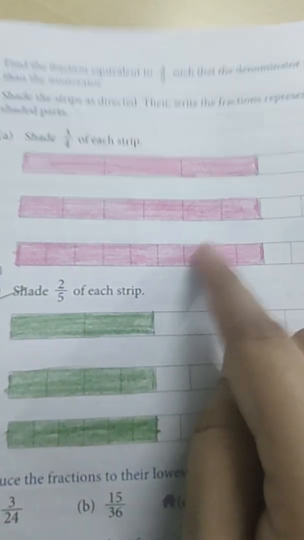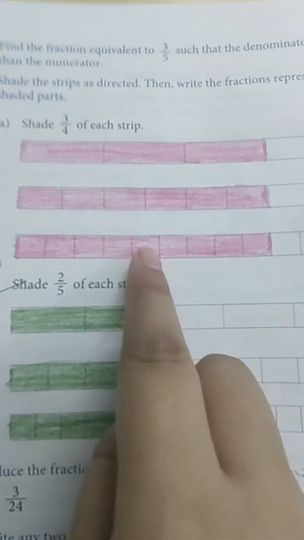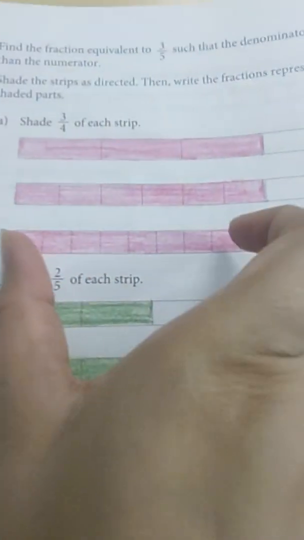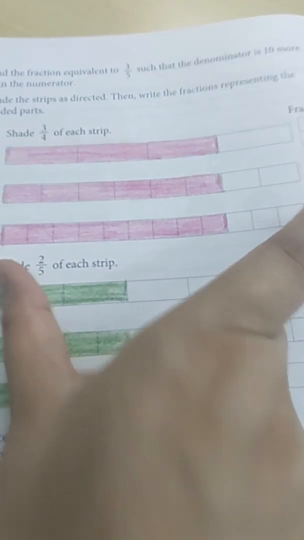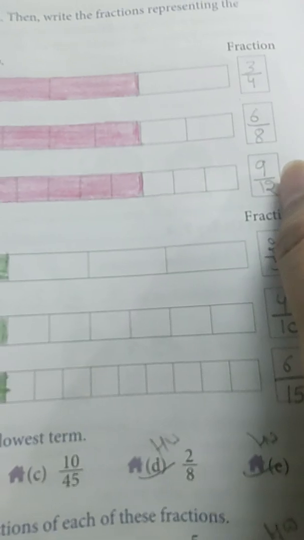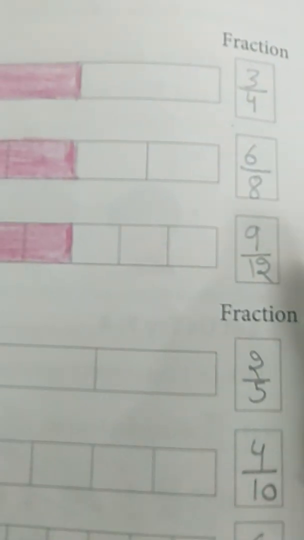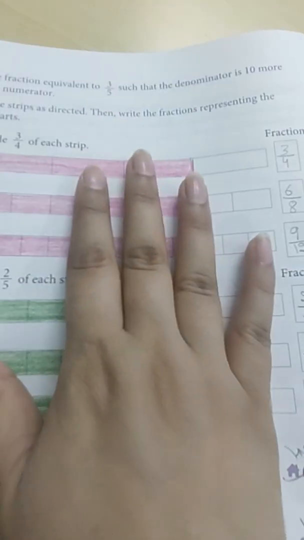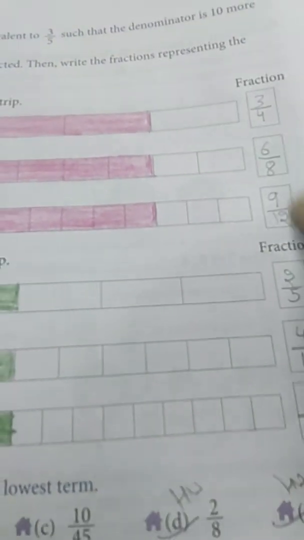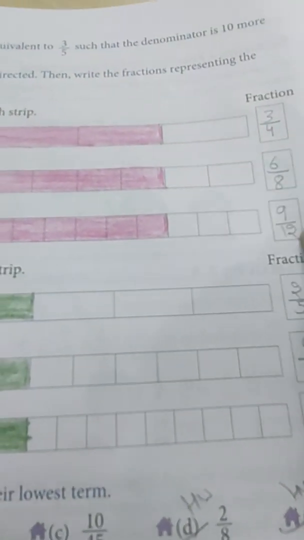Now we will come to the next strip. As you can see here also, 9 boxes are shaded. The length of the shaded strip is equal, the length of the original strip is also equal, and 3 boxes are left. So here the fraction will be 9/12. So this example, 3/4, 6/8, 9/12, is showing the same portion of the same whole. So this is the example of equivalent fractions.